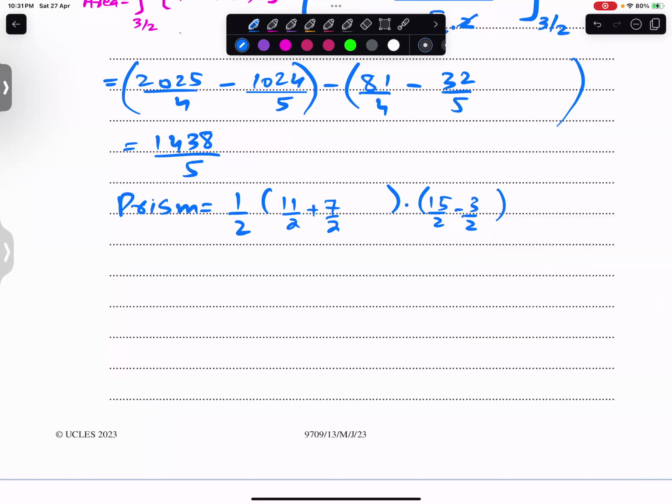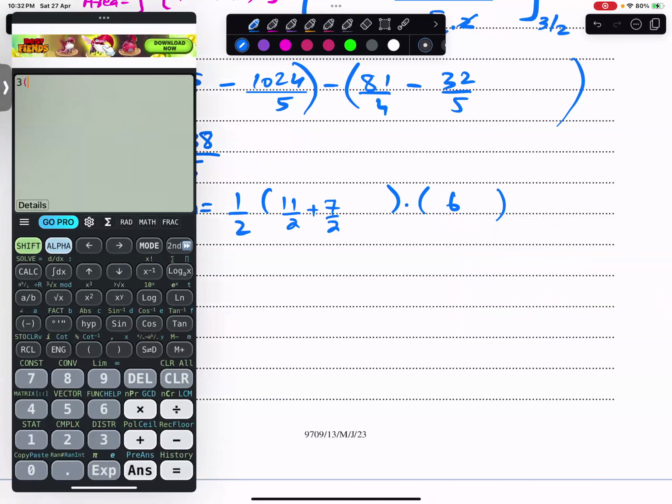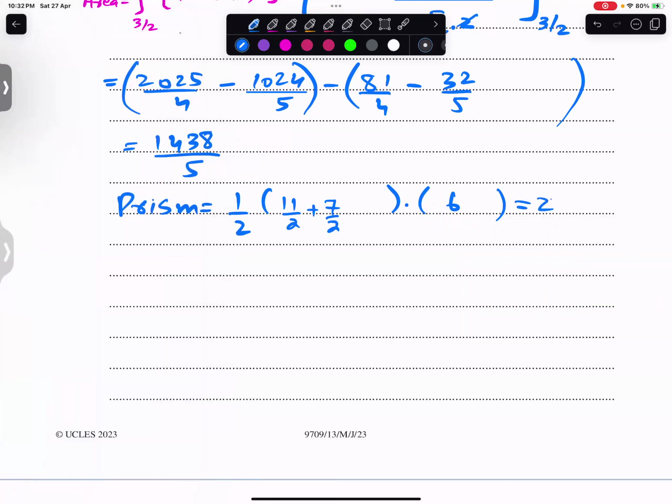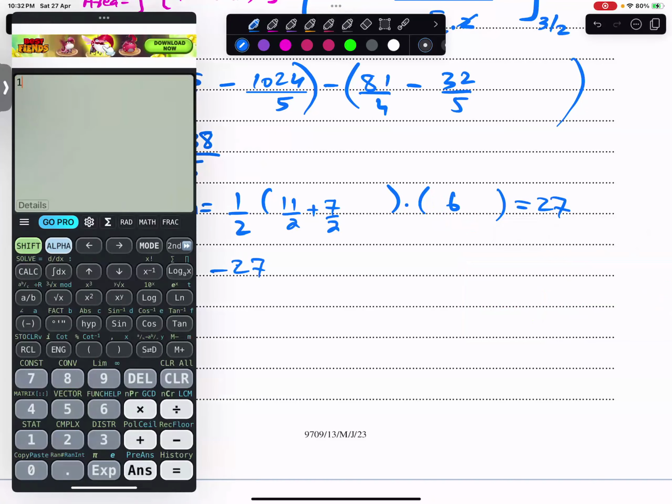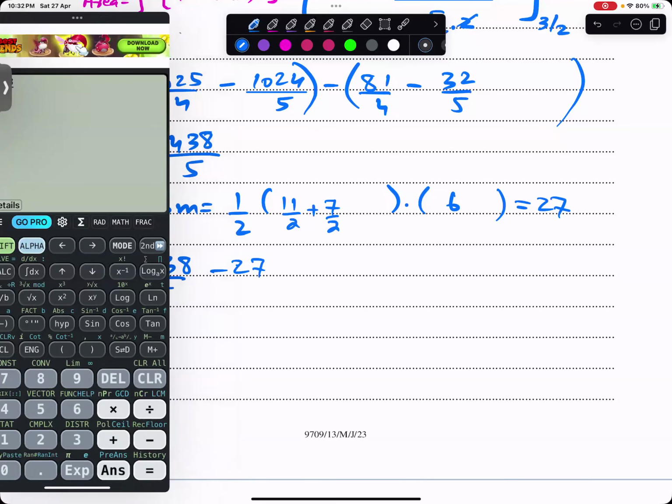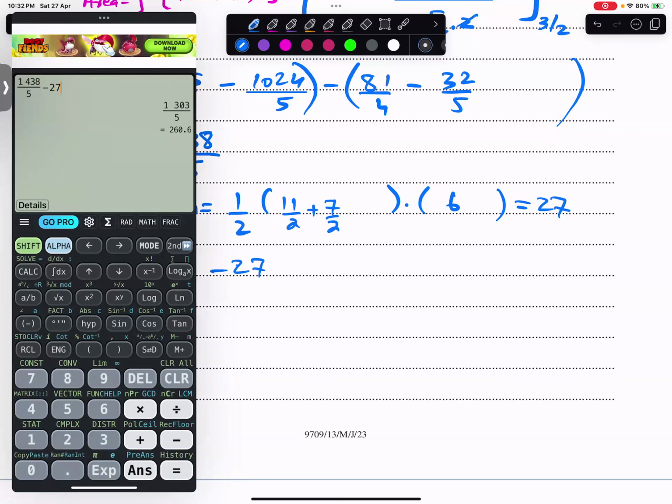So this will be 6. So 3 times 9, 27. Let's check the answer in the marking key. 1438 divided by 5 minus 27, 260.6.